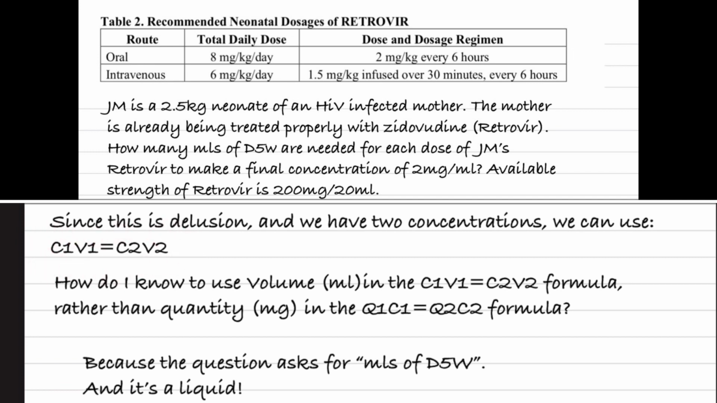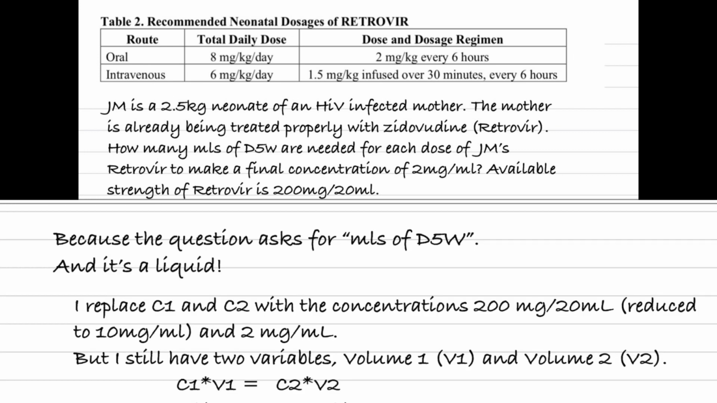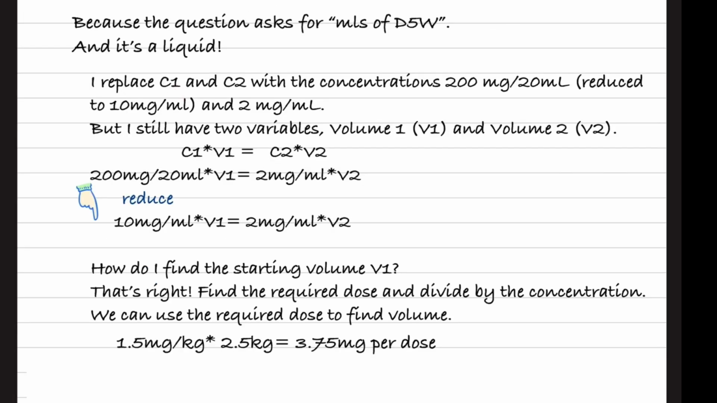How do I know to use volume in the C1V1 equals C2V2 formula rather than the quantity, like milligrams, in Q1C1? The reason is it's a liquid, and the question asks for milliliters of D5W. I replaced C1 and C2 with concentrations that were given: the 200 milligrams per 20 mL reduced to 10 milligrams per mL, and the given 2 milligrams per mL. When I replace them here, I still have two variables, volume 1 and volume 2.